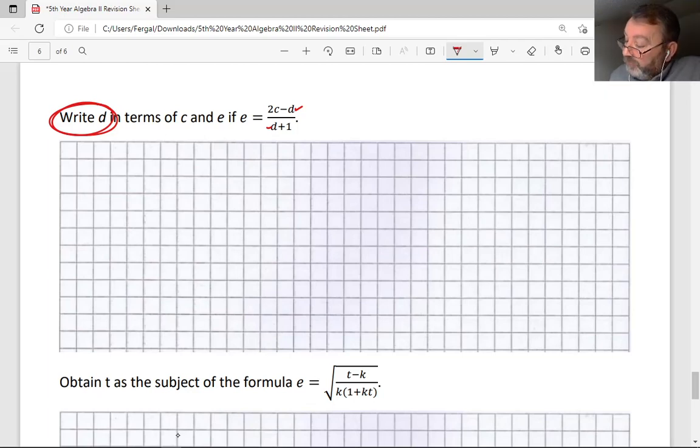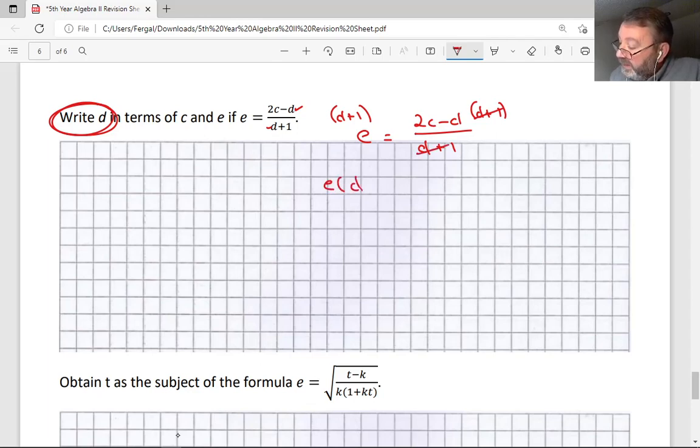So the first thing I'm going to do is multiply both sides of this equation. So e equals 2c minus d over d plus 1. If I want to get rid of this, I'm going to multiply both sides by d plus 1. So d plus 1 there, and d plus 1 here, and they'll cancel, which will leave you with e times d plus 1 is equal to 2c minus d. Now, brackets are a thing in algebra that have to be done. So that gives me de plus e is equal to 2c minus d.